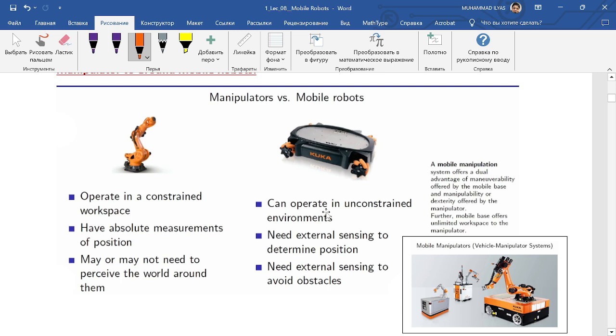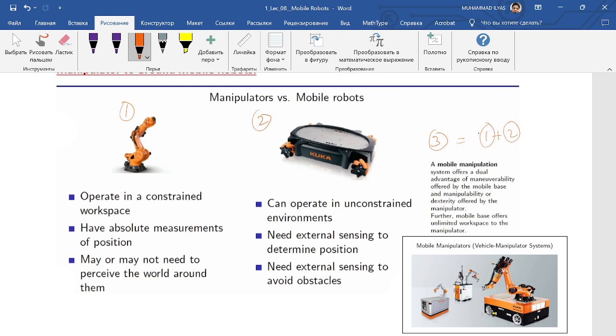They need external sensors to perceive their environment, and they also need to know their own position. To interact with the external environment, they need sensors to avoid obstacles and navigate. We can combine type 1 and type 2 into a third type, which is 1 plus 2.